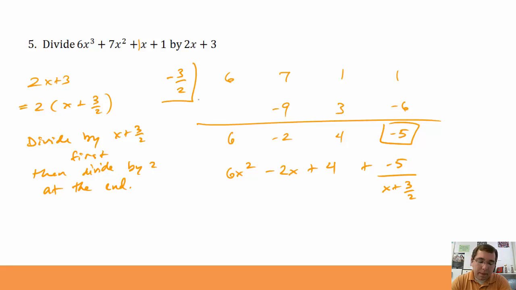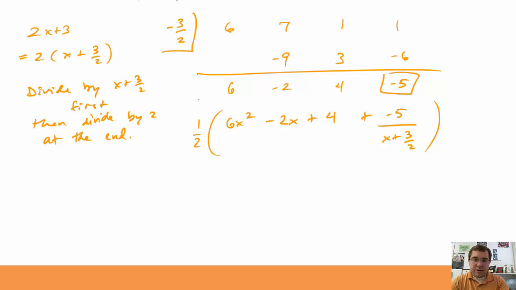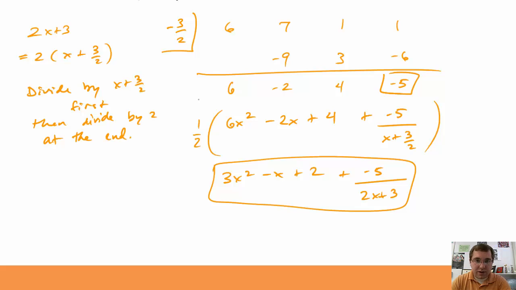Now I'm not done, because I still need to divide by the 2 that I had factored out earlier. So I'm going to divide everything by 2, or multiply everything by 1/2. Okay? That means I'm going to divide each of those coefficients by 2. So that'll be 3x squared minus x plus 2. And then plus a negative 5 divided by, and I'm multiplying by 1/2, so that 2 is being multiplied into the bottom of that fraction. That just becomes 2x plus 3, which is what I had started with. Okay? If you don't get that, stare at it. Maybe you'll get it then. And that's your answer.